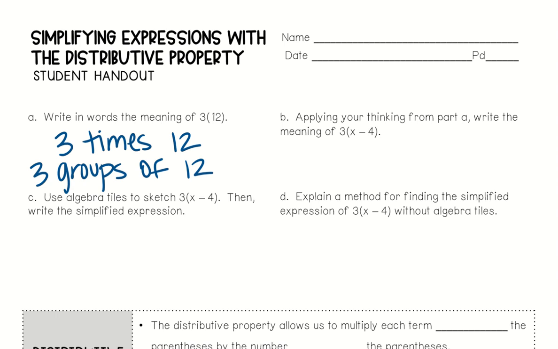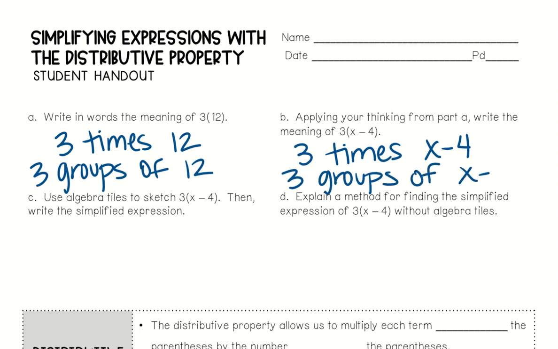Okay, B says apply your thinking from part A to write the meaning of 3 parentheses x minus 4. So the same way, if I have 3 parentheses, something inside parentheses, this means 3 times whatever is in parentheses. So in this case, we would be multiplying 3 times x minus 4. Or you could even think 3 groups of x minus 4. So if I wrote x minus 4 down 3 times, then I could combine my like terms like we did in the previous lesson.